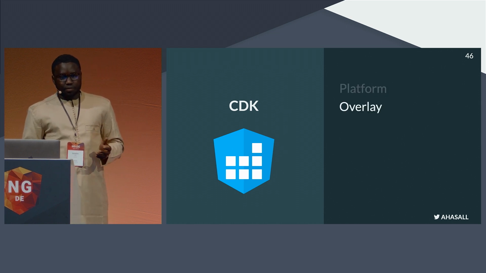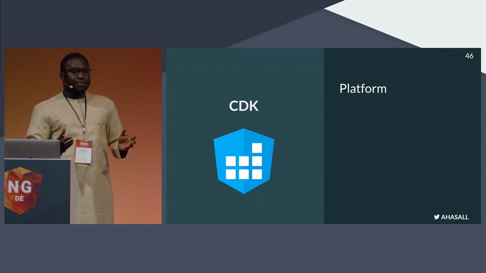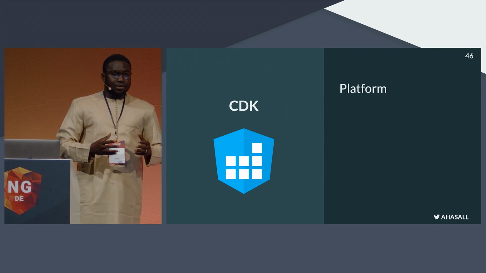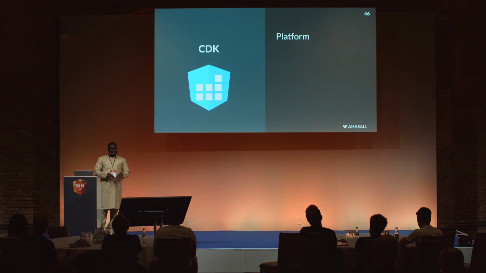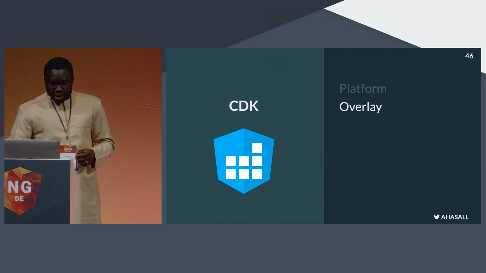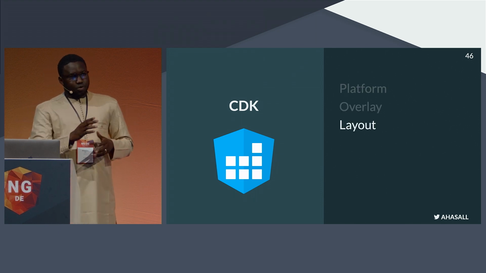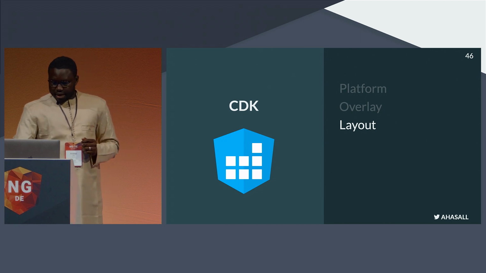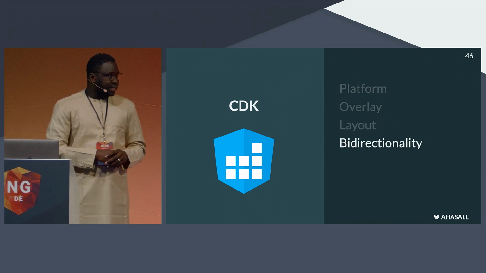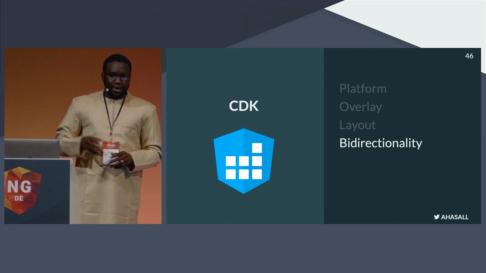For example, platform. The platform service will give you information about the device you are currently working on, so things like, am I on an Android device? Which features does my browser support? So you can use this information in your application. We have things like overlay to work with pop-ups and modals. We have maybe one of my favorites, layout, and things like bidirectionality. If you want to work with right-to-left languages like Arabic, this will help. We have things like drag and drop.